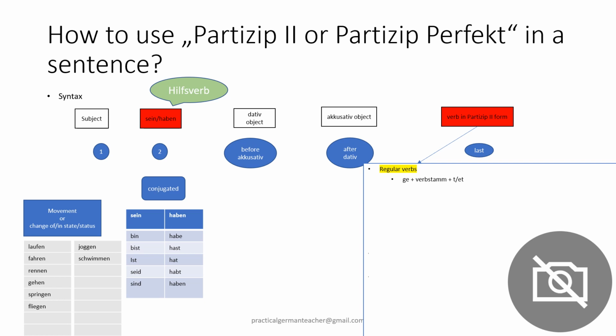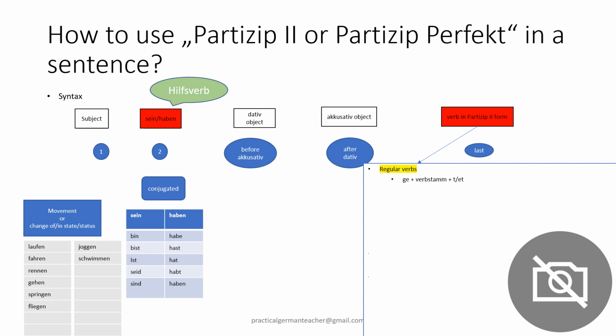When you want to find the Partizip zwei of a regular verb, you start with GE, the alphabet G and the alphabet E. Then you have the verb stem. This is the verb without its ending. Then you add the alphabet T or the alphabets E and T at the end. When you add T or ET at the end depends on a few rules.